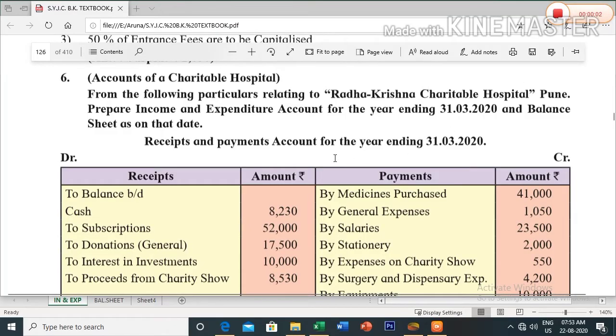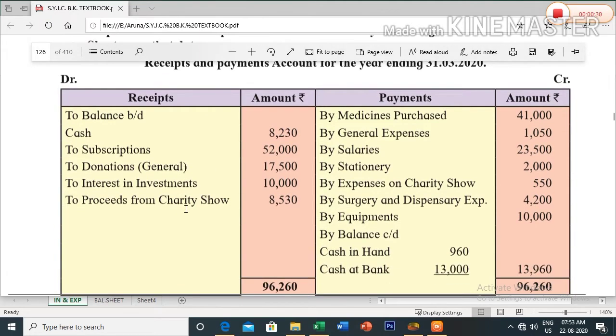From the following particulars relating to Radha Krishna Charitable Hospital, Pune, prepare income and expenditure account for the year ending 31st March 2020 and balance sheet as on that date. Receipt and payment account for the year ending 31st March 2020. Here, on the debit side all receipts during the year are recorded, and on the credit side all the payments during the year are recorded. Now let's see the adjustments first.